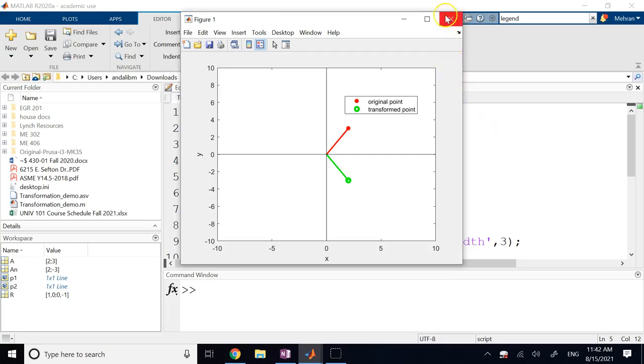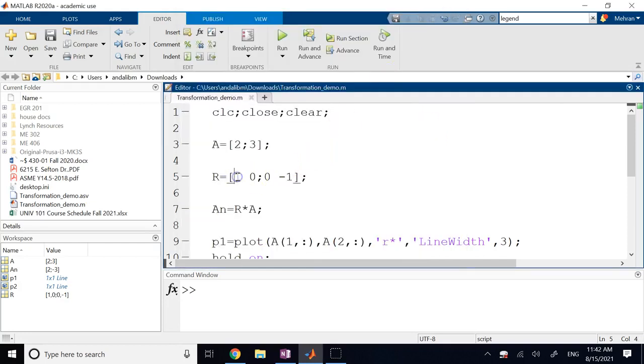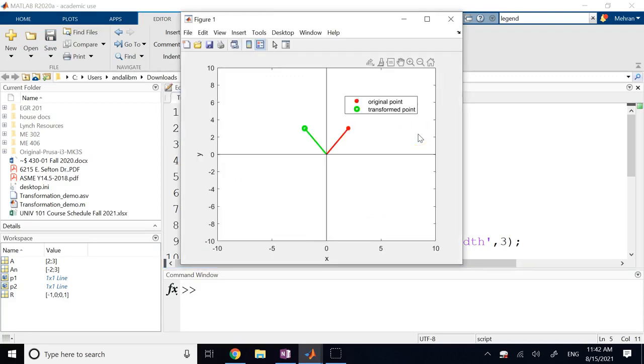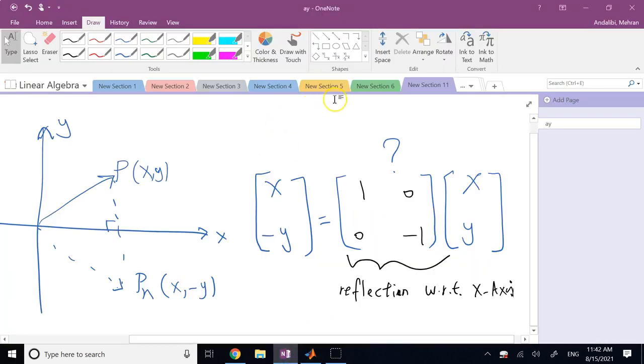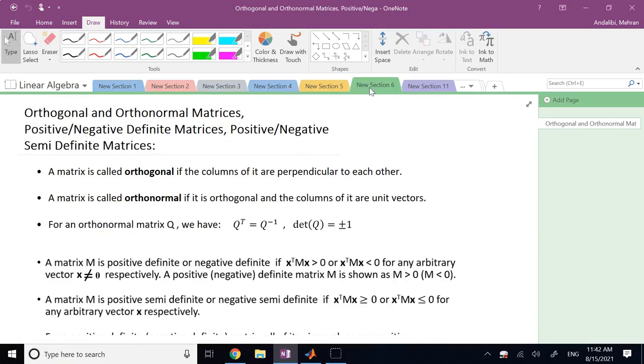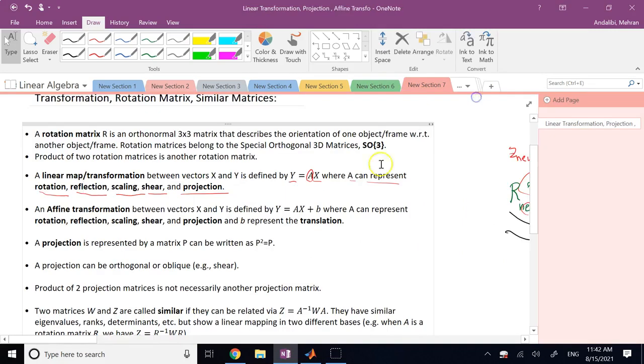Right? Now, if I want to mirror with respect to the y-axis, the x should be negated. The y should be kept the same. So this should be a mirror, or reflection, with respect to the y-axis. And that's what you see here. Okay? So that's quite clear what we are doing. So that's a reflection. But there are other things too, like scaling and shear and projection.